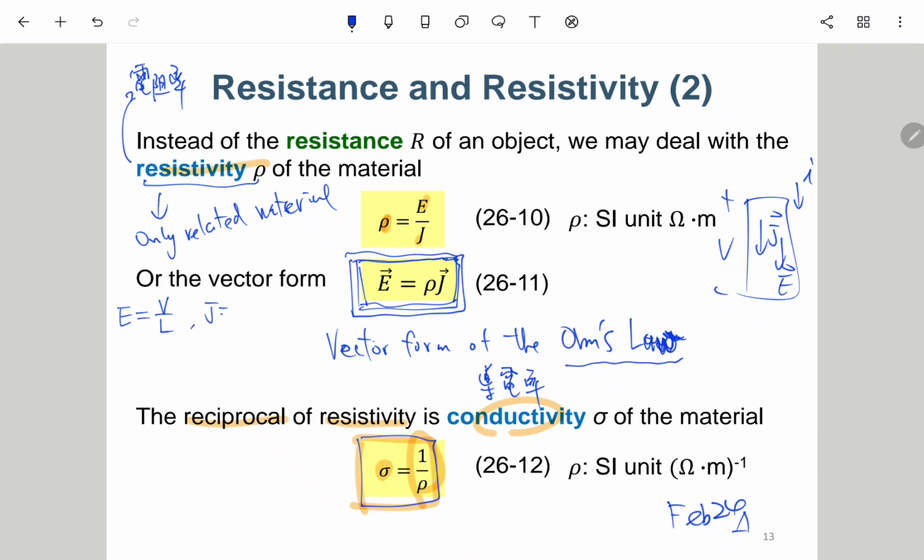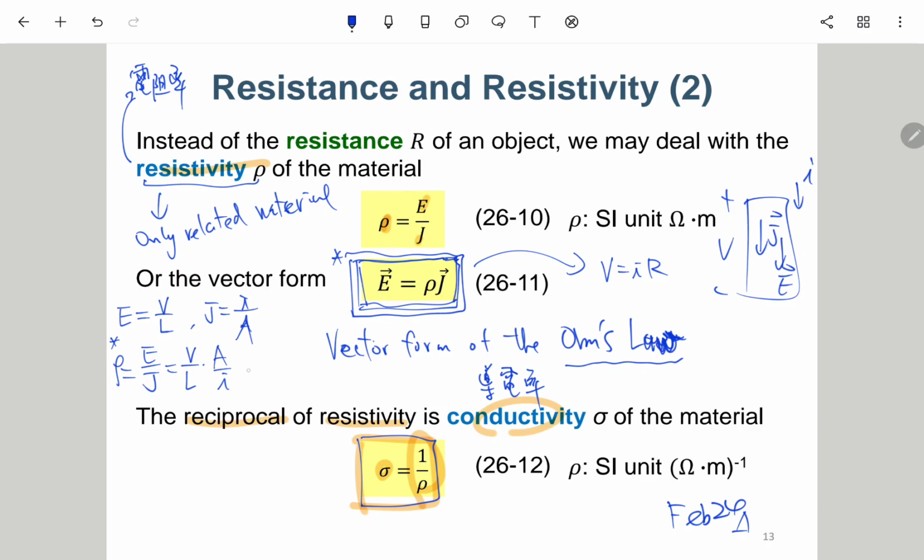And then J, we also assume to be constant, so J equals I over A. In that case, rho equals E over J. The idea is that we assume this is correct, and then try to derive that it is compatible with V equals IR. So we substitute E equals V over L, so V over L here, and J is I over A, so A over I here.